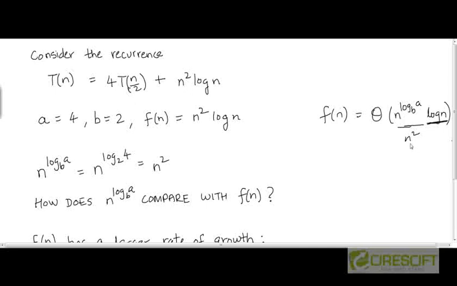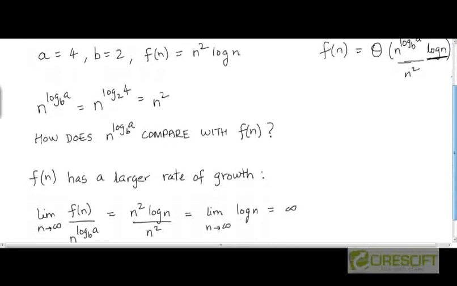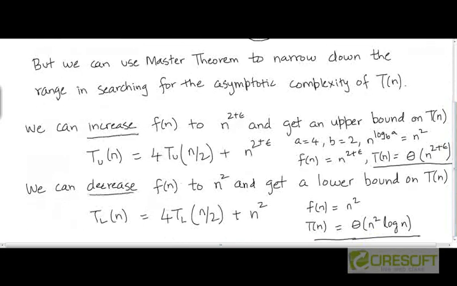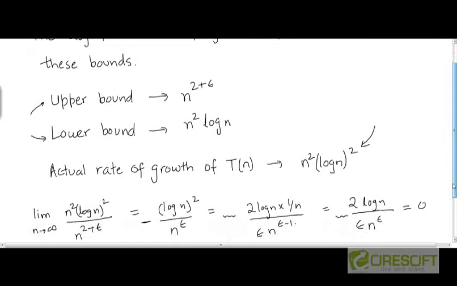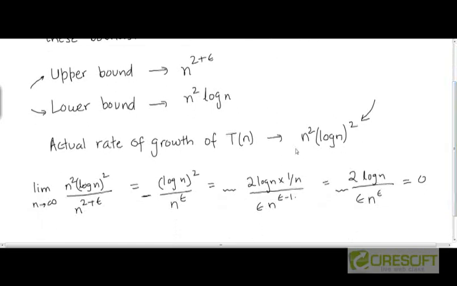We will look at that extended version in a future video and see that we can still work with this recurrence, and that extended version of master theorem directly gives a solution to the recurrence, which is given by this function. T(n) is n square times (log n) square.